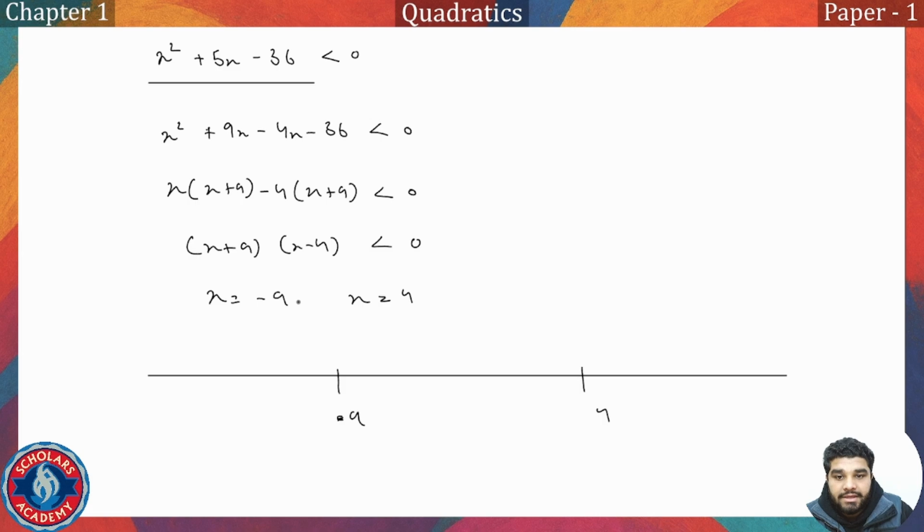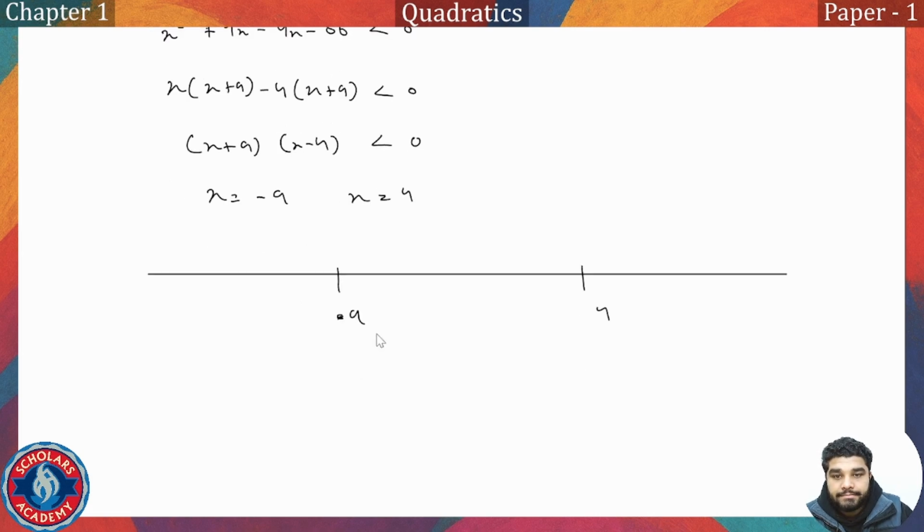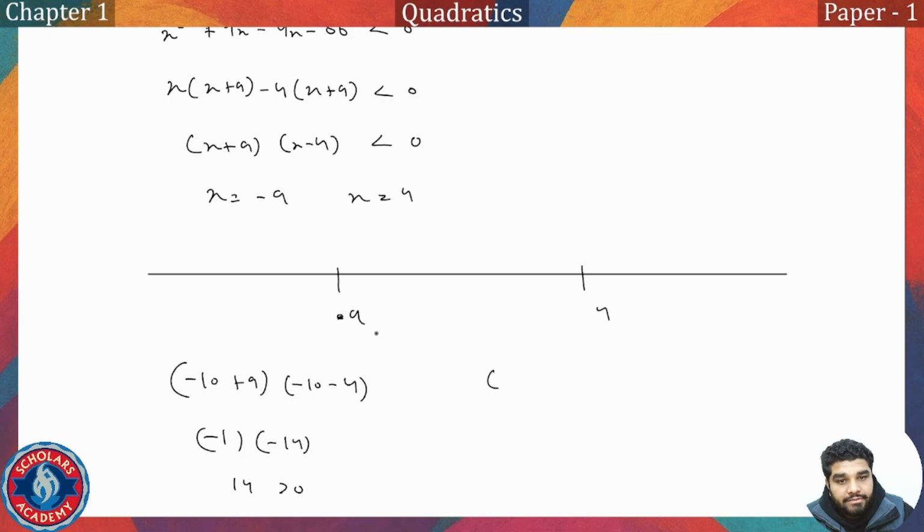So if we substitute any value from this interval, we get negative 10 plus of 9, negative 10 minus of 4. So what we get is negative 1 and negative of 14. This gives us 14, which is greater than 0. So we'll not take this interval. We take 0 from here, we get 0 plus of 9 and 0 minus of 4. And if we simplify it, we get negative of 36. Yes, this is the interval that we'll take.